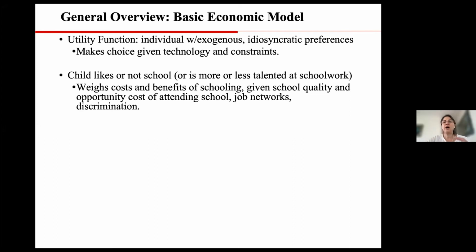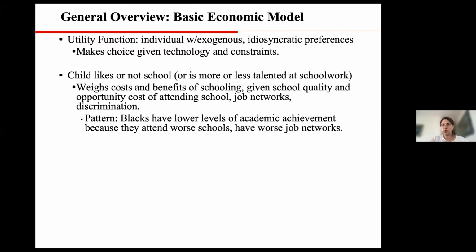So we have both the costs and benefits of the school. We can write those down in a standard way. And so we could use this model to explain the pattern. Remember the patterns that I had earlier, which are that some people underachieve in school despite what we think. So maybe Blacks in the United States, for example, have lower levels of academic achievement because they attend worse schools and have worse job networks.